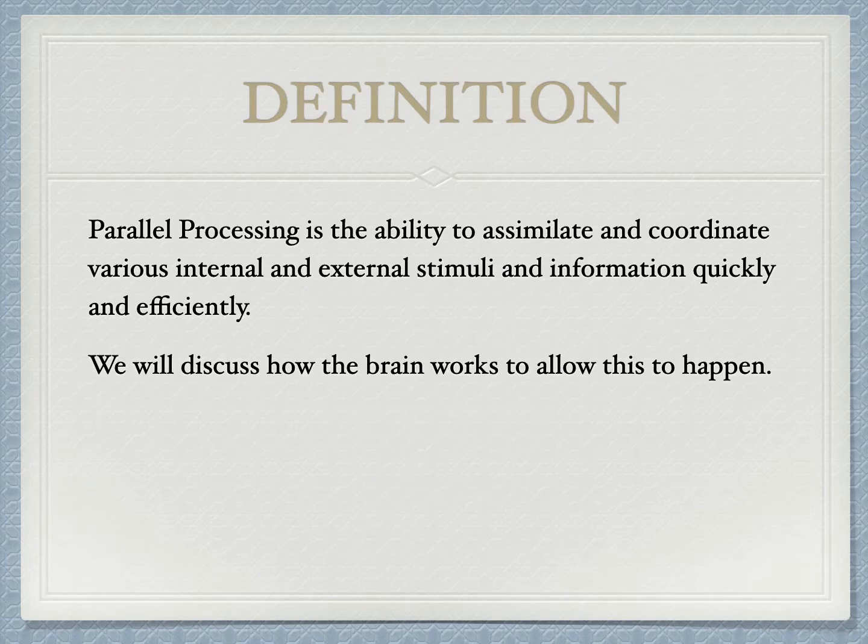The definition of parallel processing is the same as in general that we mentioned in the previous podcast: the ability to assimilate and coordinate various internal and external stimuli and information quickly and efficiently, also known as situational awareness, and we will discuss how the brain works to allow this to happen.